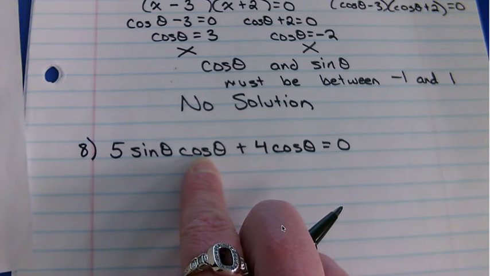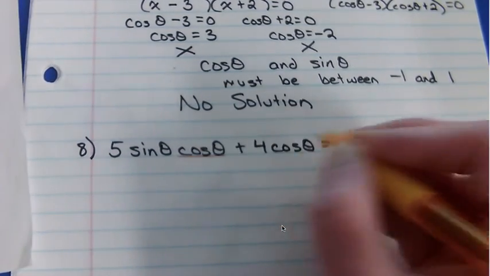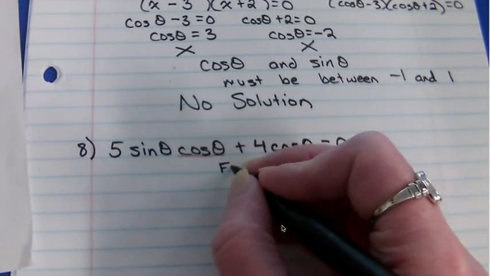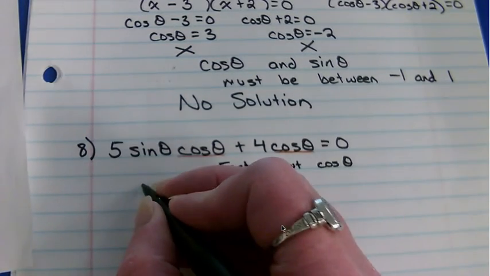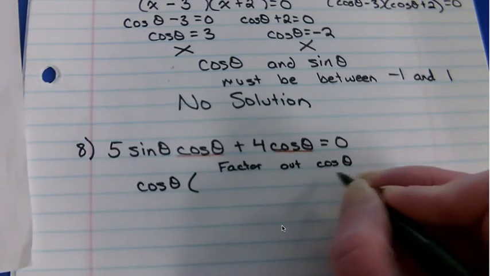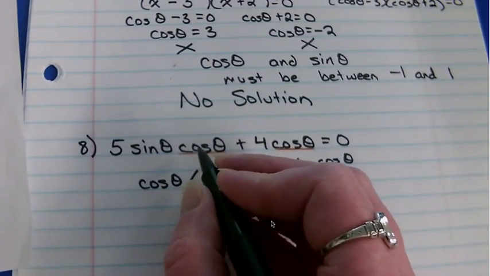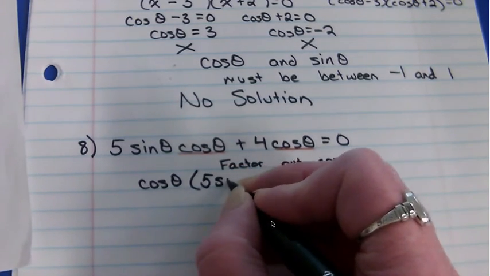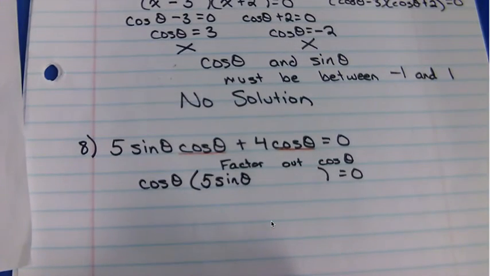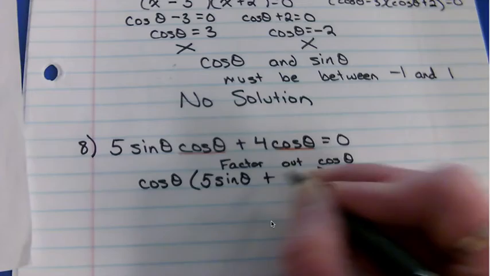This one, we have a mixture here, and this one has just a cosine here. I want you to realize that it's kind of like a cosine got distributed. We're going to factor out cosine. So we're going to put cosine theta on the outside of some parentheses. When I factor out or divide out the cosine from the first term, I'm going to have 5 sine theta left. And from the second term, it's just going to be the number 4.